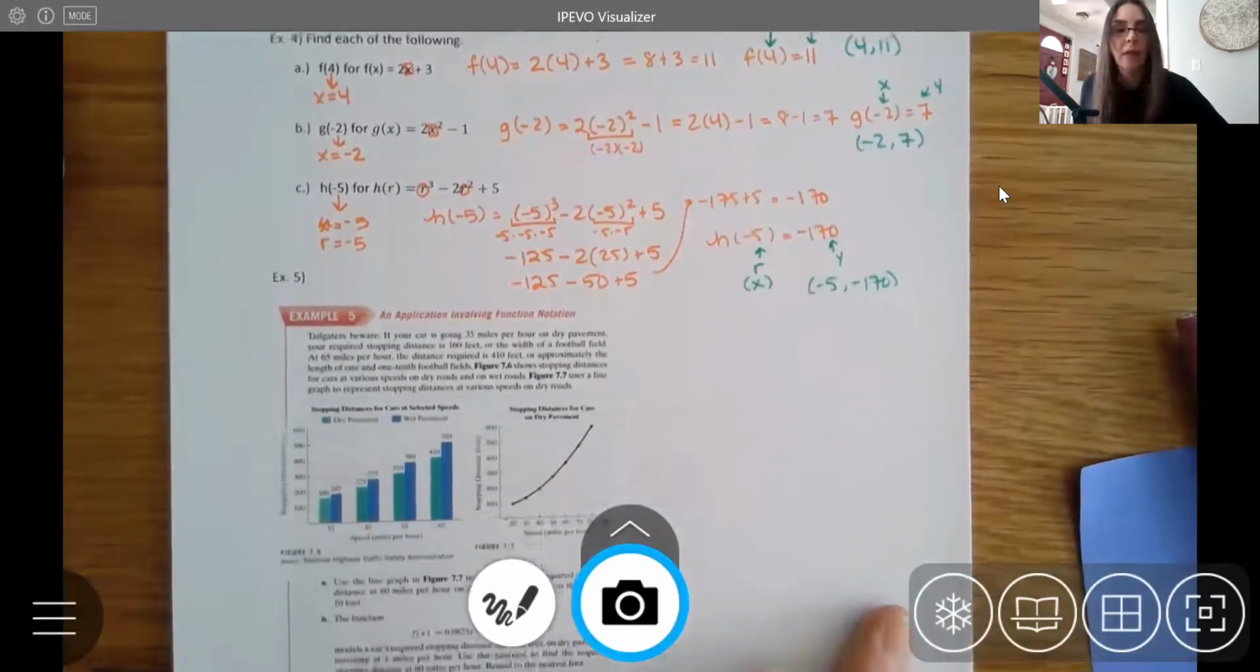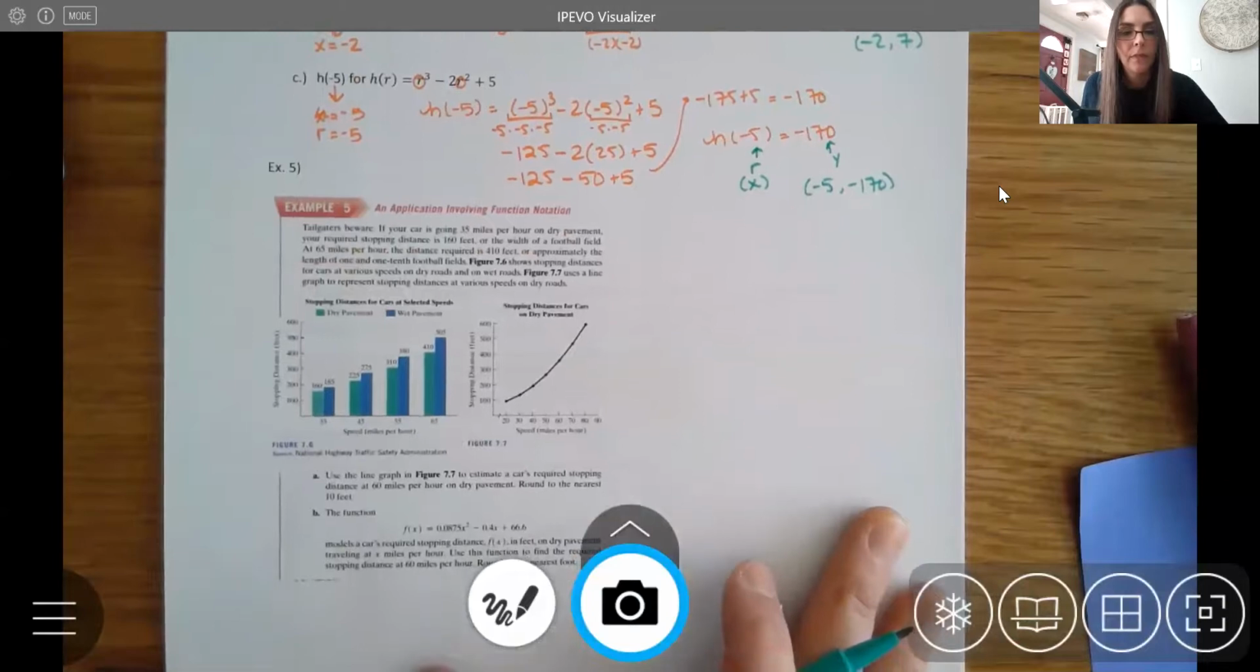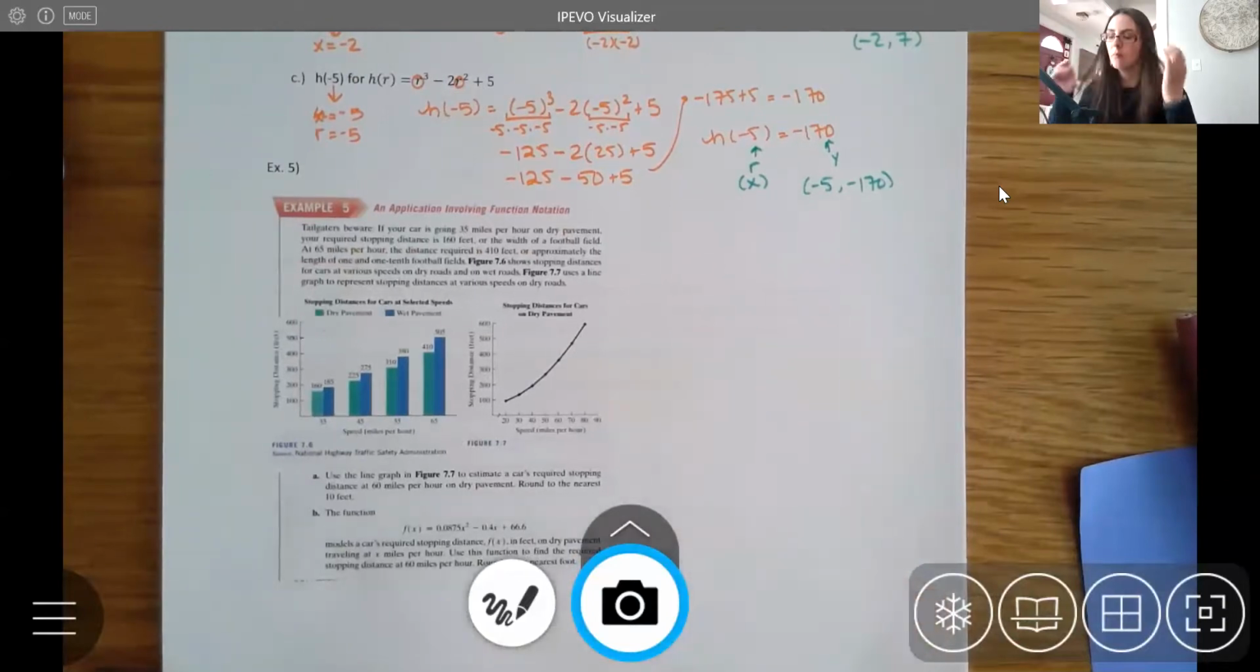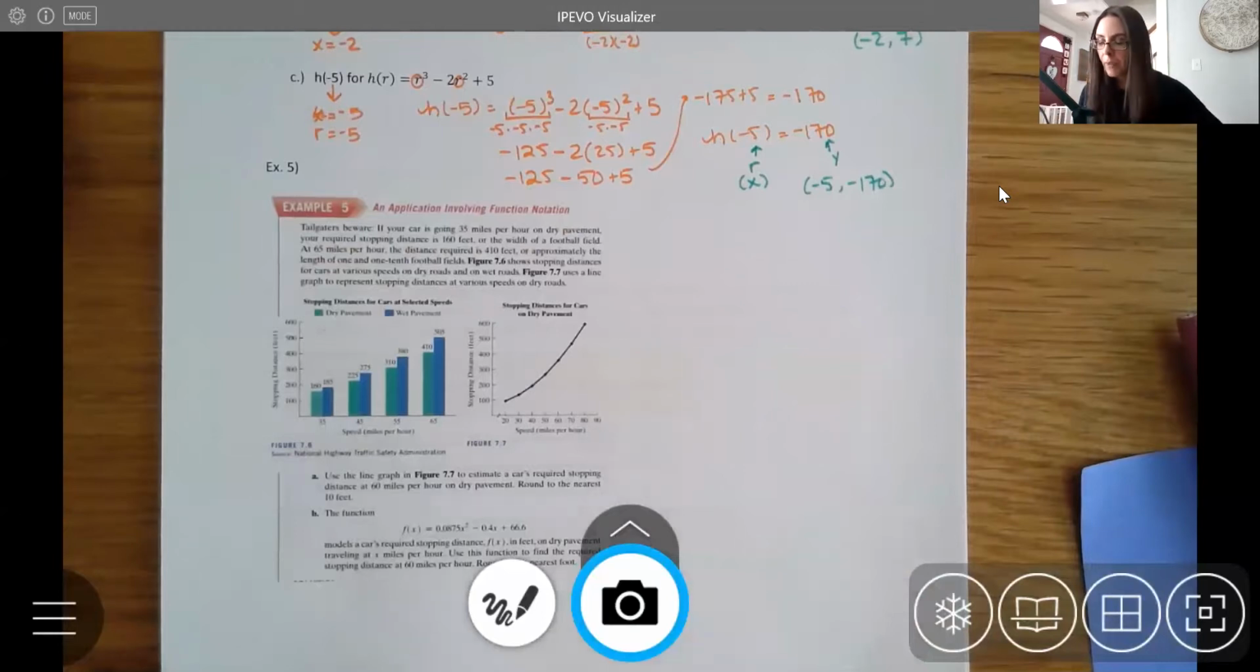All right, let's do another example. This is example 5 in your text if you want to read it a little bit closer up. It says, tailgaters beware. If your car is going 35 miles per hour on dry pavement, your required stopping distance is 160 feet or the width of a football field. At 65 miles per hour, the distance required is 410 feet or approximately the length of 1 1/10 football fields.